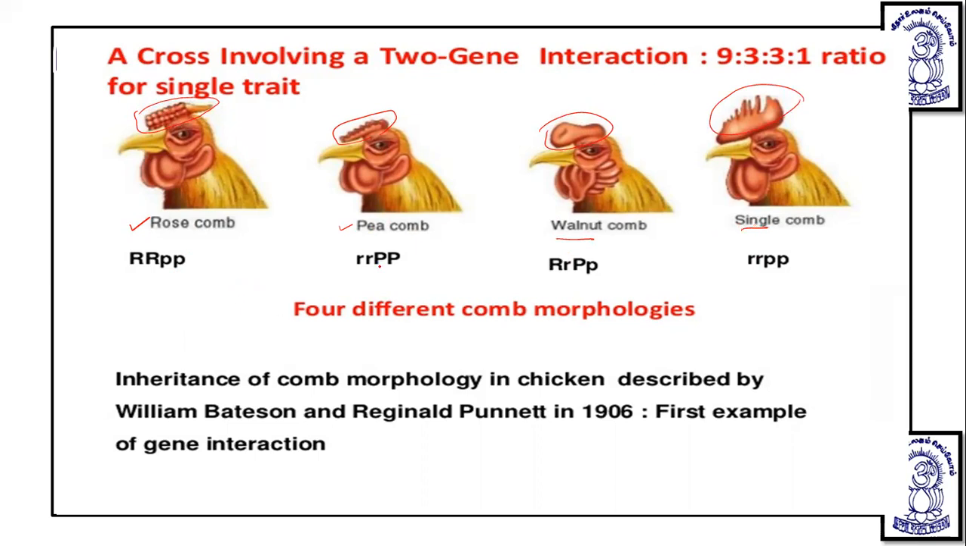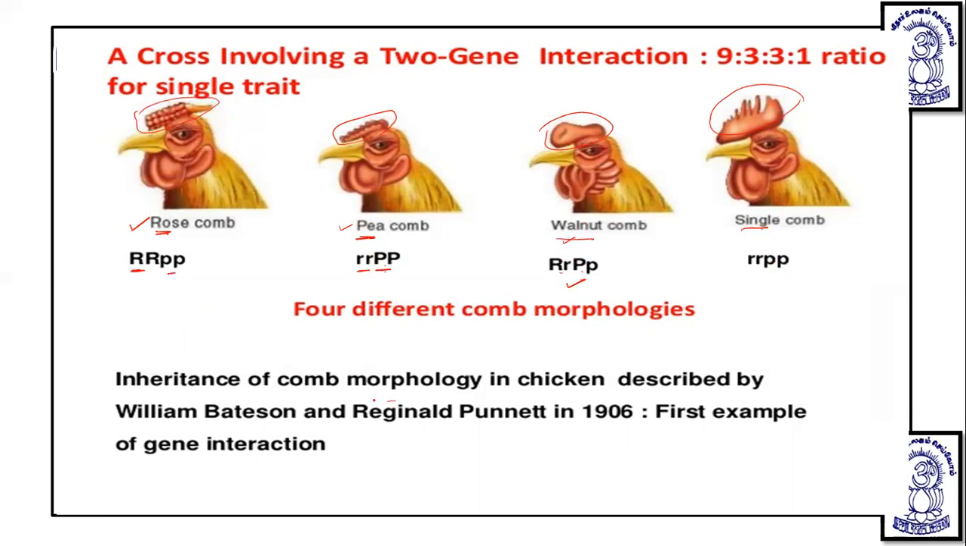Two genes are involved, P and R. If P is in dominant form, homozygous or heterozygous, along with recessive r, then it is going to produce a pea comb shape. Similarly, when there is a capital R but p is recessive, this produces a rose shape. When both come collaboratively with each other, these two genes combined produce a walnut. And when both are recessive, it produces a single. So you can see the collaboration here.